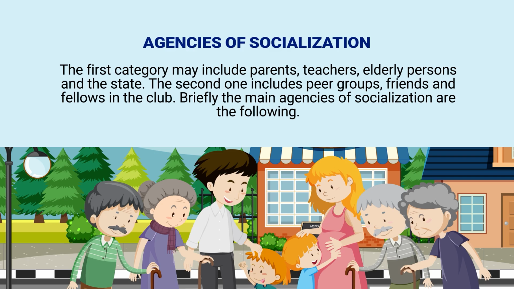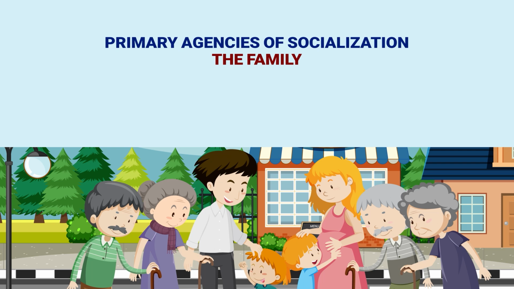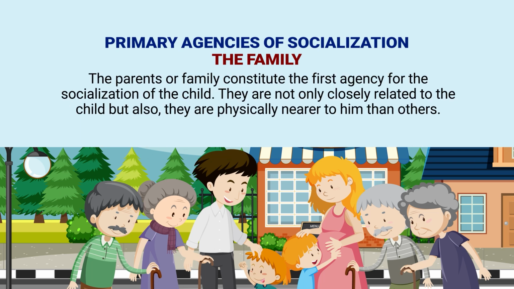Briefly, we can categorize the main agencies of socialization into two: primary agencies of socialization and secondary agencies of socialization. In primary agencies of socialization, the family, the parents, constitute the first agency for the socialization of the child. They are not only closely related to the child, but also physically nearer to the children than others.